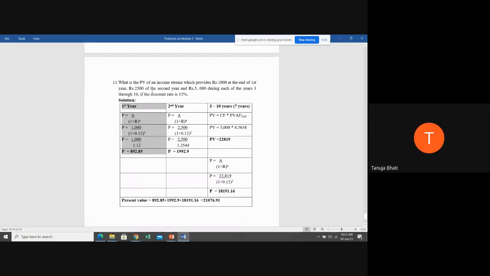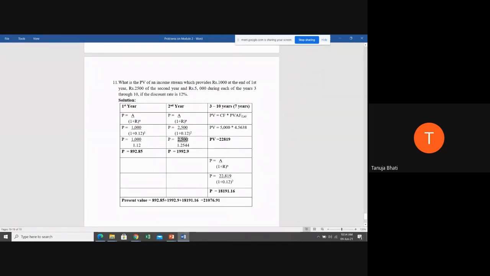The second part is receiving 2,500 at the end of second year. So what is its present value today? Again, it is a single cash flow that you're receiving at the end of second year. So again, the same formula for single cash flow, that is present value is equal to A divided by 1 plus R raised to N. So 2,500 divided by 1 plus 0.12 raised to 2.